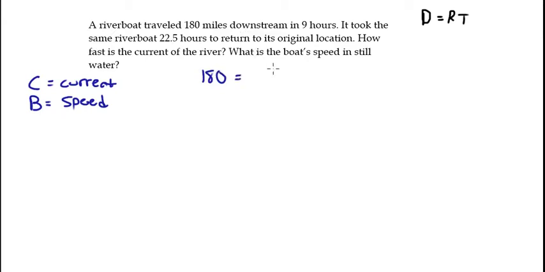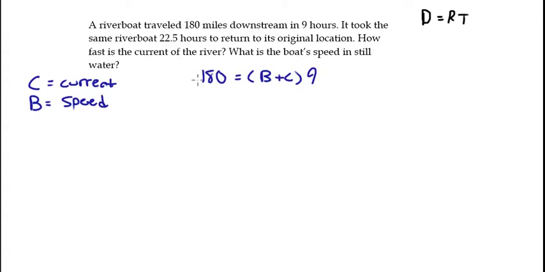So 180. What would the rate be? Does it make sense that the rate would be the speed of the boat plus whatever current is helping push it along, to help push the boat as well? So b plus c would be the rate. The time it took would just be 9 hours. So there's our first equation right there.